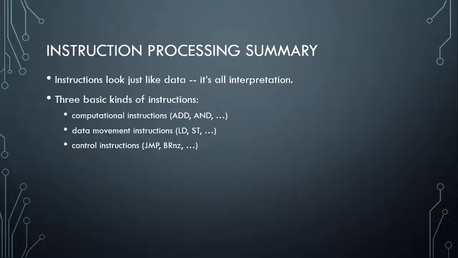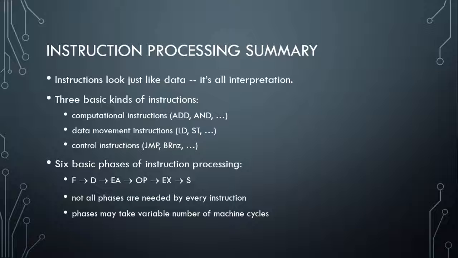Now, there are 3 basic kinds of instructions. We have computational instructions, so that's AND, ADD, things like that. We have data movement instructions like load and store. You have control instructions like jump. There are also our 6 basic phases of instruction processing, which we talked about: fetch, decode, evaluate address, fetch operands, execute, and store result. That's the flow chart that we saw on the previous page. Of course, not all phases are needed by every instruction, and phases may take a variable number of machine cycles. It might take just 1 machine cycle, might take 20.